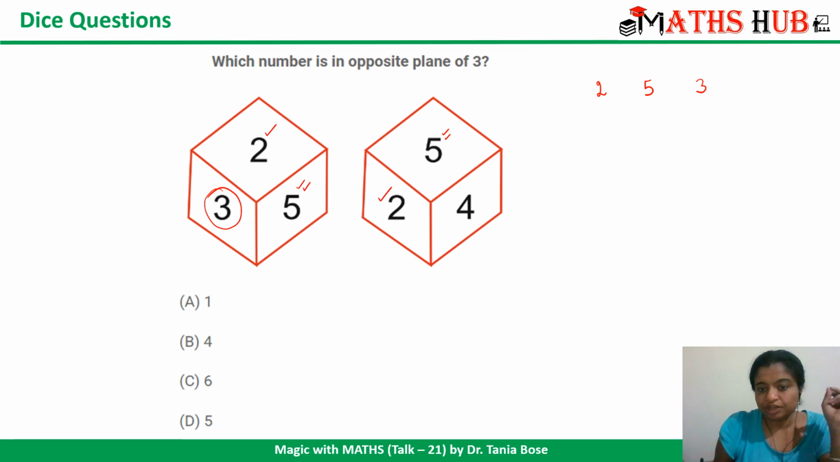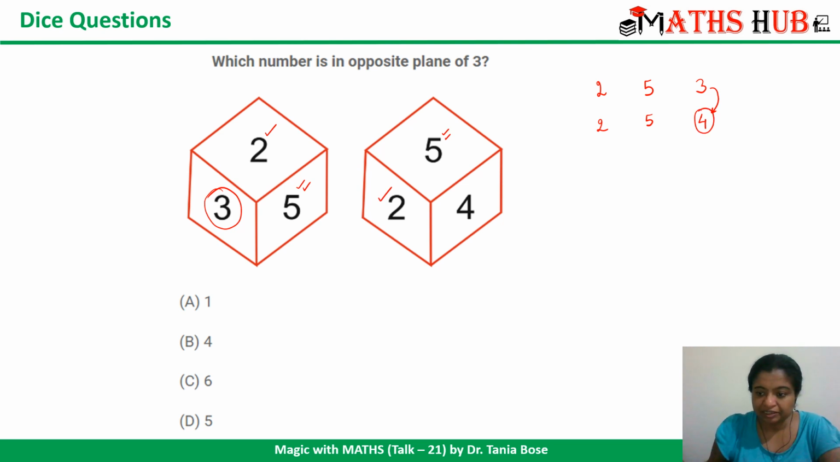Now in this question, you can see that two positions are matching. So for the second dice, let us write the two matching numbers below them, and the third one which is not matching, let us write below 3. Now it's very easy to see which number is opposite to 3. The number 4 is opposite to 3.